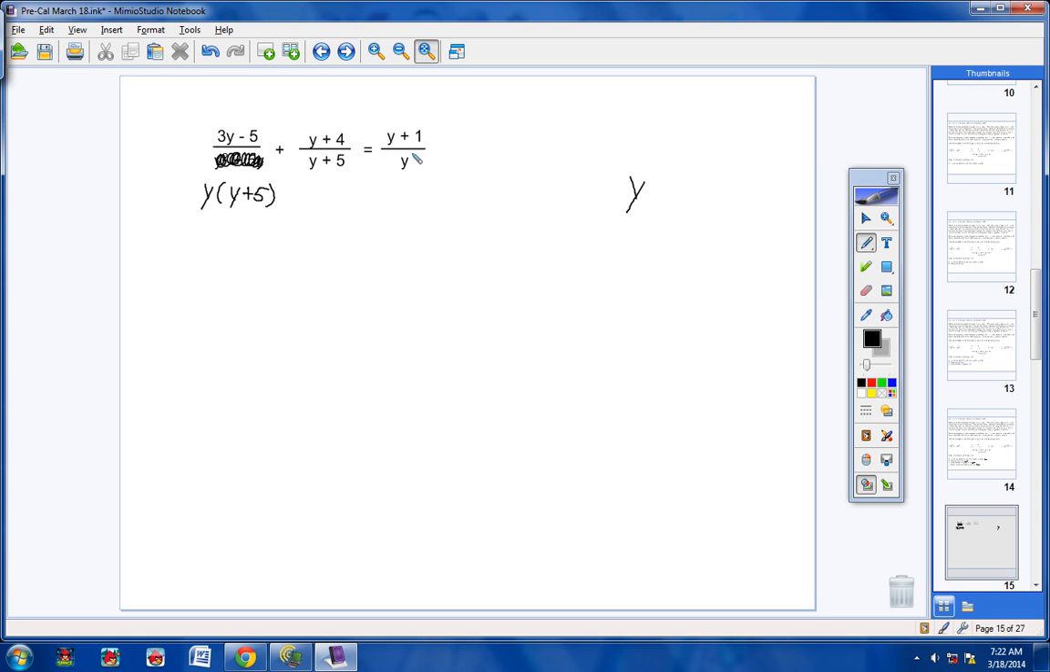Now let's say this had been squared. Then I would say, there's 1 y here, there's 2 y's here. Which group has the most? This group does, so I'm going to use 2 y's, y squared. That's how you would do that if there was a y squared.